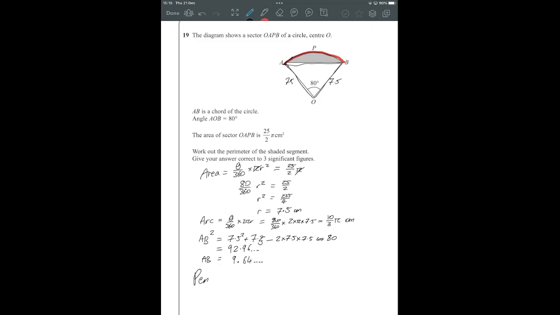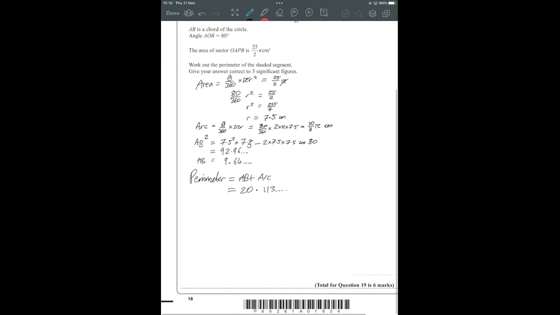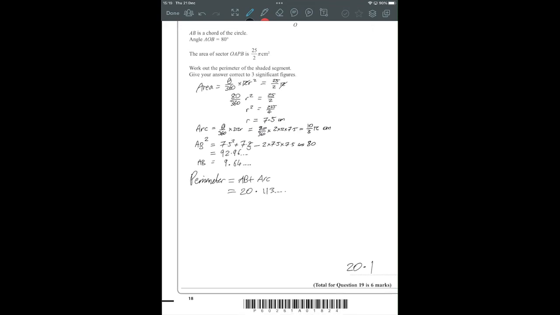So now the perimeter is AB plus the arc. I can use the answer function because I still got that 9.464 dot in my calculator. I'm adding on the exact answer before, 10/3 pi. So the exact answer is now stored in my calculator, and I can round it as required on the answer line to 3 sig fig. 20.1 is my answer.